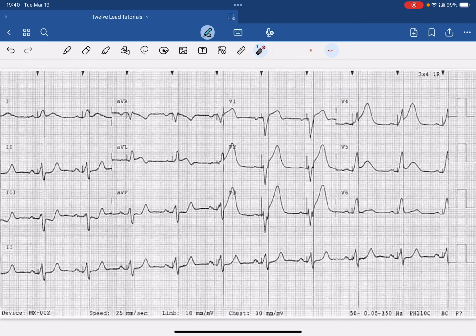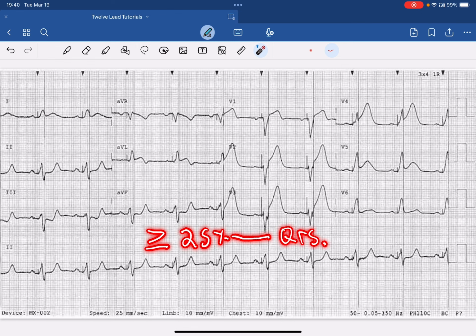And let's think about Sgarbossa number 3. Sgarbossa number 3 is the less sensitive of the three criteria, and that is looking at the relationship of the ST elevation and how it compares to the QRS complex as far as the length is concerned. If you recall, Sgarbossa 3 criteria requires that the ST elevation in a discordant lead is greater than or equal to 25% of the QRS complex.